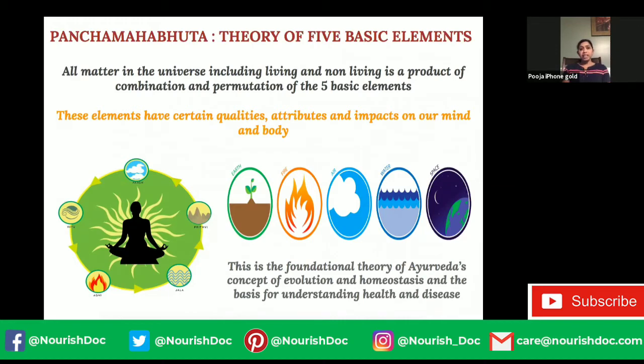Now, how do we identify these 5 elements, or how do these elements manifest themselves in our body? These elements have certain qualities and attributes that are characteristic to each element, and they have certain impacts on our mind and body, and they manifest in different ways. Now let us discuss each element in detail and find what qualities are responsible for these specific characters that represent and manifest themselves in our body and mind.